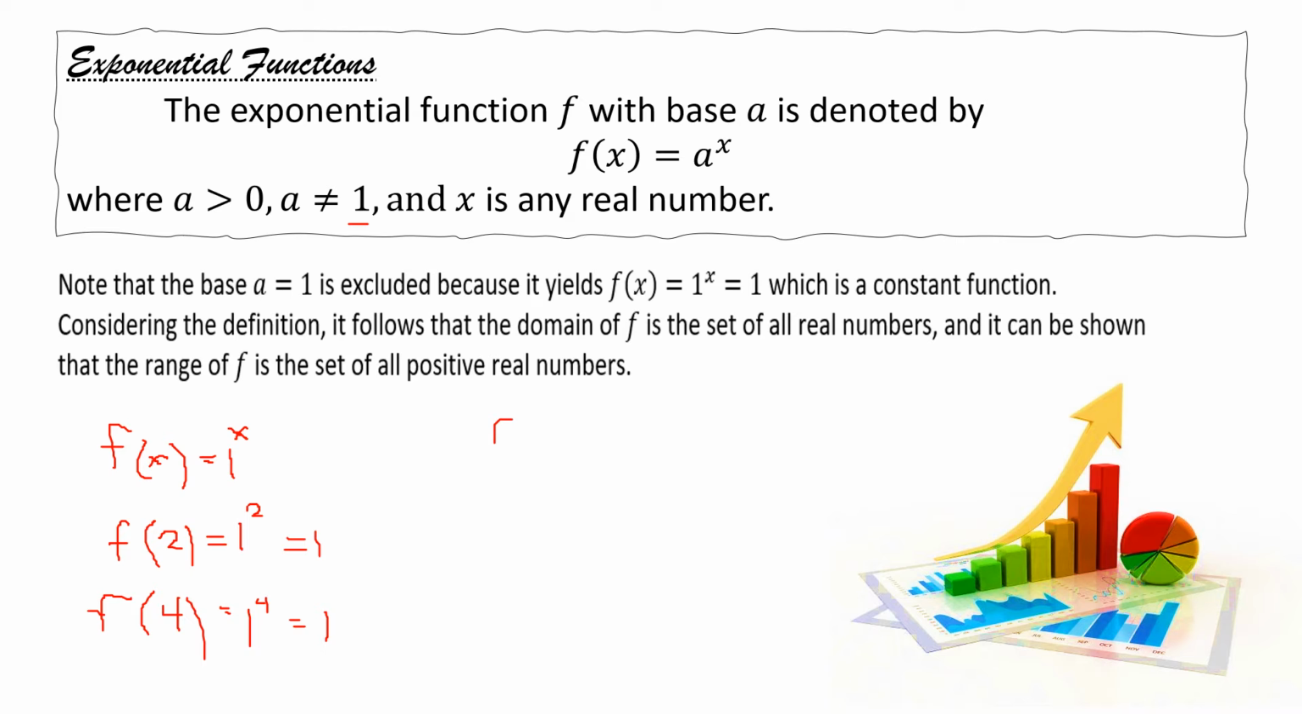Okay, so let's try f of 100. You can use a calculator if you want. What if our exponent is 100? Still, the answer is 1. So that's why a must not be equal to 1, because if our base is 1 and raised to any number, the answer is still 1.